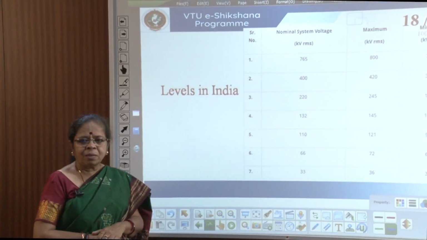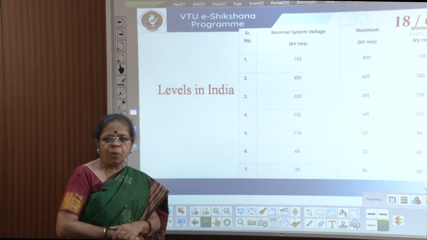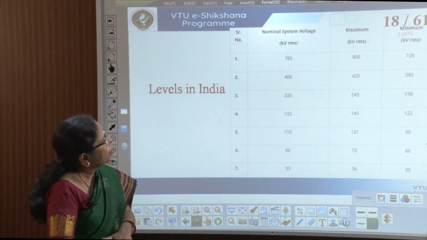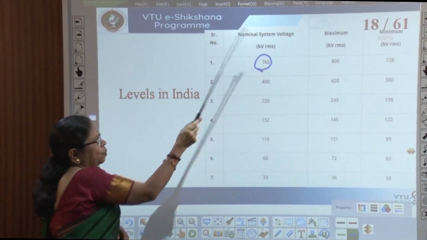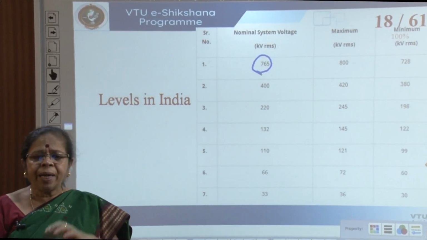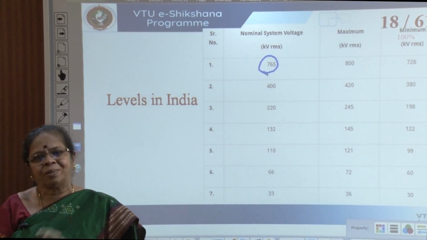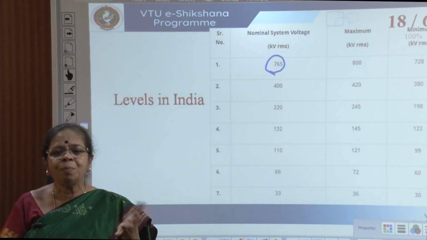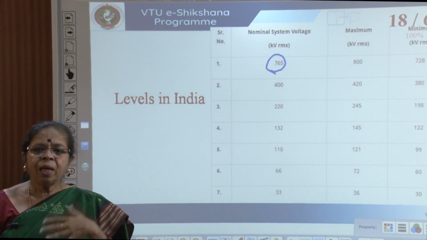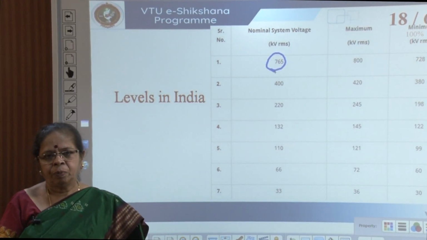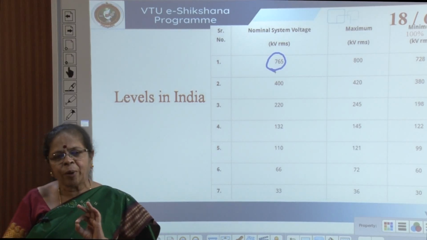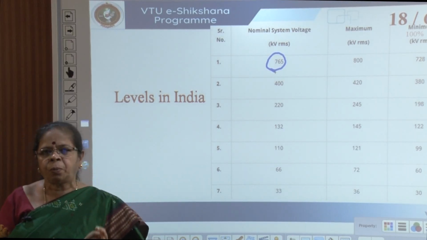So, this is an idea of what voltage levels we use in India normally. If your nominal voltage is 765 kV, please remember, I cannot get exactly 765 volts because the load keeps changing. When the load changes in the system, what happens? The current changes, right? So, what exactly is happening? You can just visualize quickly.